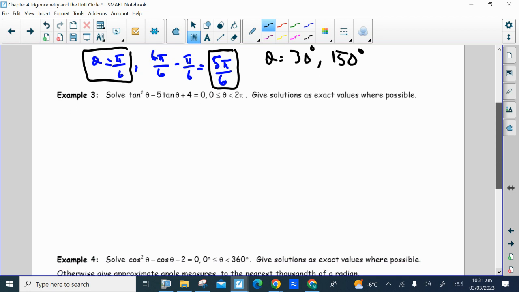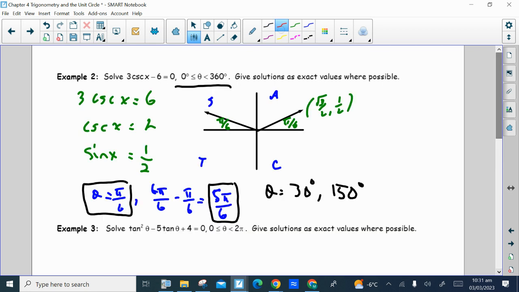Number 3. This one is back in radians. 0 will be included, 2 pi wouldn't. Judah, what would we do first here?